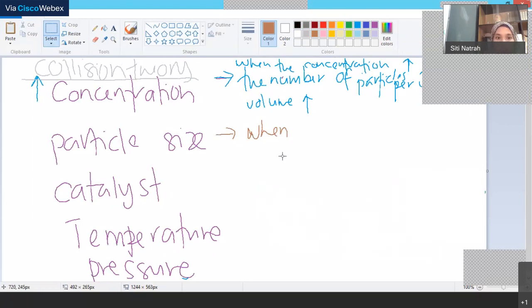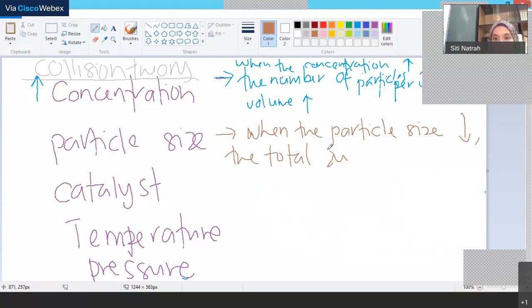So kalau untuk particle size, collision theory, when the particle size decrease, so macam tadi bagi contoh tadi, bila particle size decrease, basically we have the total surface ini besar tau. So that's why they can, the faster the rate of reaction.